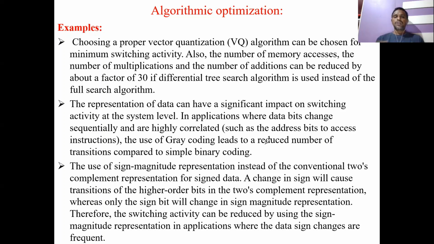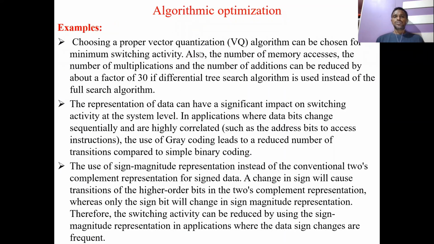So that's why we will prefer the sign magnitude representation whenever there are more frequent sign changes in the data. Okay, so that's the difference between sign magnitude and 2's complement representation in the optimization of switching activities.